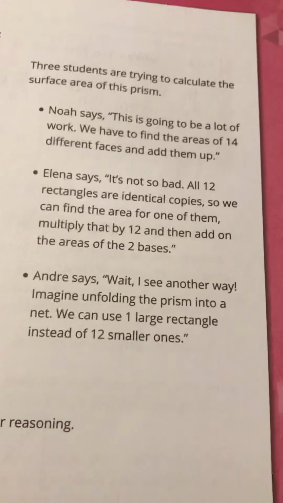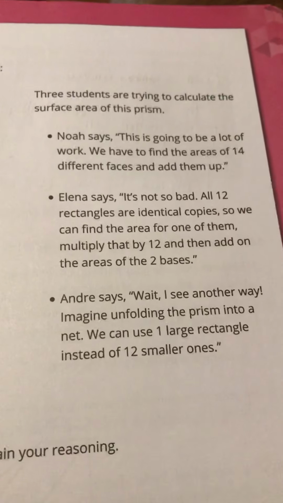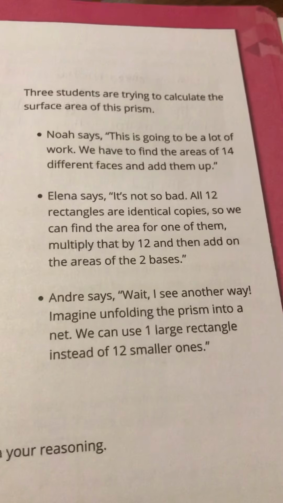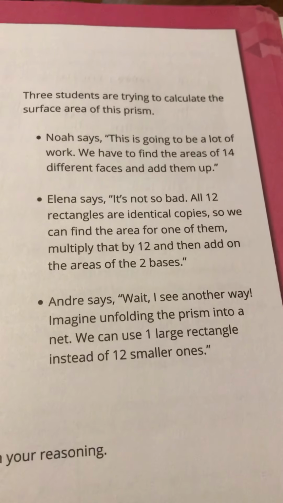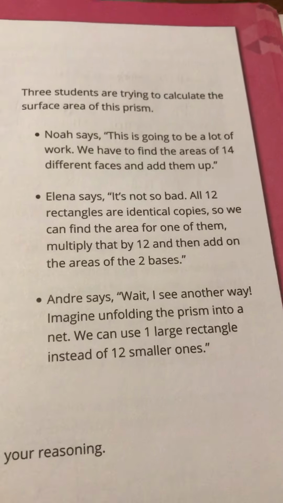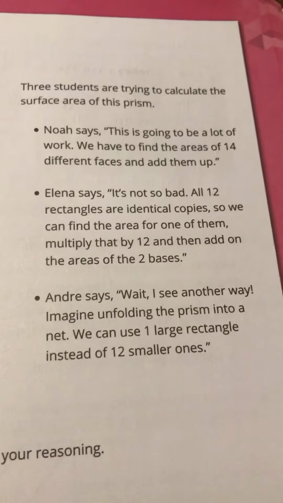Elena says it's not so bad. All 12 rectangles are identical, so we can find the area for one of them, multiply that by 12, then add on the areas of the 2 bases. Andre says, wait, I see another way. Imagine unfolding the prism into a net. We can use one large rectangle instead of 12 smaller ones. Do you agree with any of them?